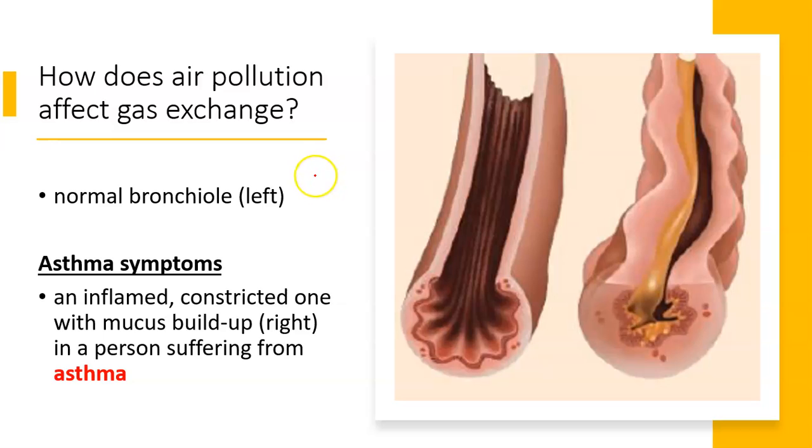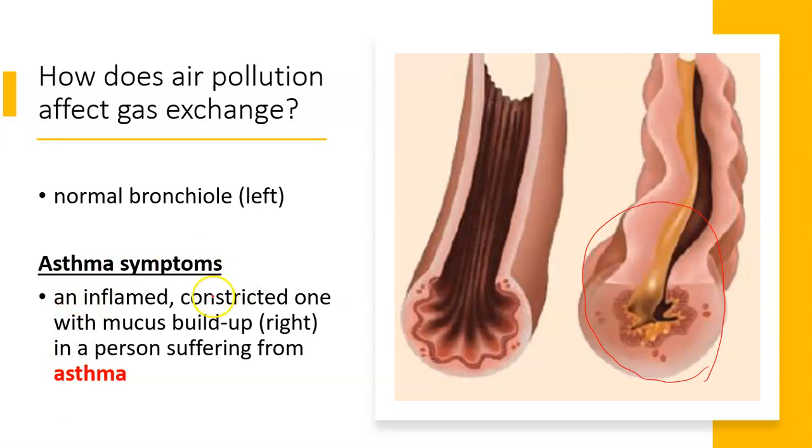How does air pollution affect gas exchange? There are two pictures, the left side and the right side. What do you think about these? Which one do you think is normal? Yeah, this one doesn't feel normal. Okay, so yes, you guessed right. The left one is normal, which is bronchiole, but the right side is someone who got asthma symptoms.